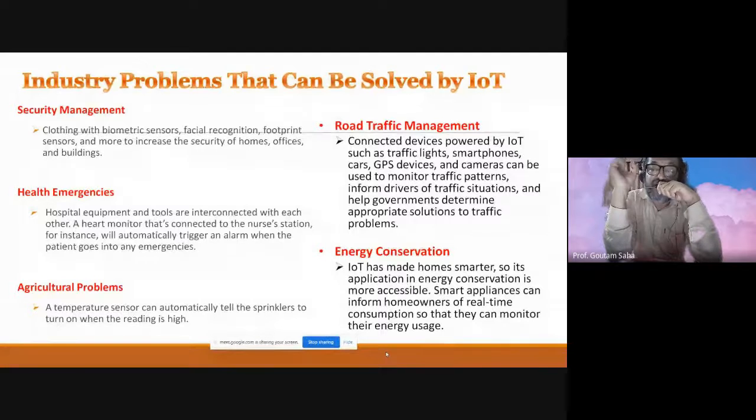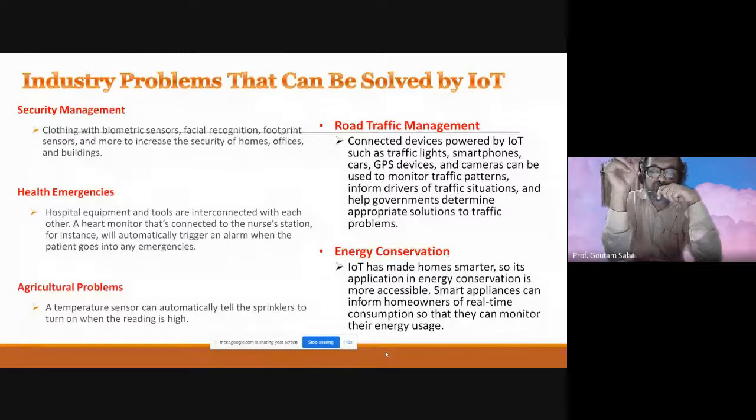Road traffic management, of course, is another thing you all understand, and energy conservation is also one. How can energy conservation be done? See, there are high-rise buildings, and in these buildings there are unnecessary lights lit up everywhere. So the sensor will understand there is little movement of human beings in this particular sector, and it will switch off the light automatically.